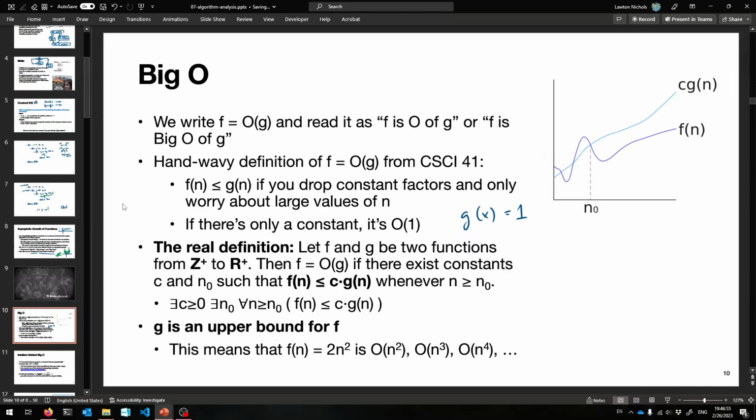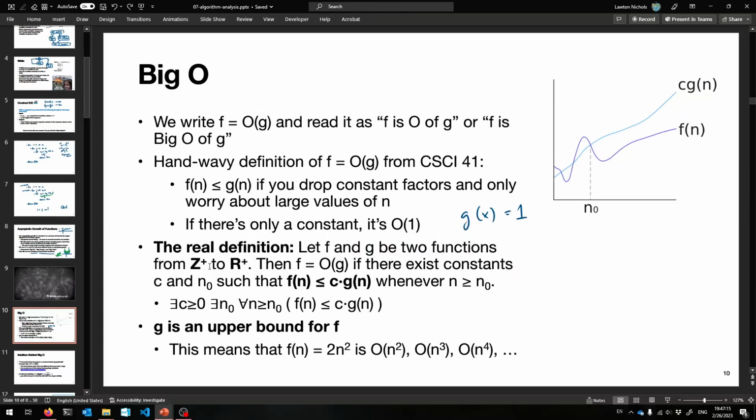That's what that means. And here's the real definition, with a pretty picture to go along with it. So here's the real definition of big O mathematically. Let's pretend that f and g are two functions. They take numbers to numbers. They take positive integers to positive reals. All right, that's the setup.